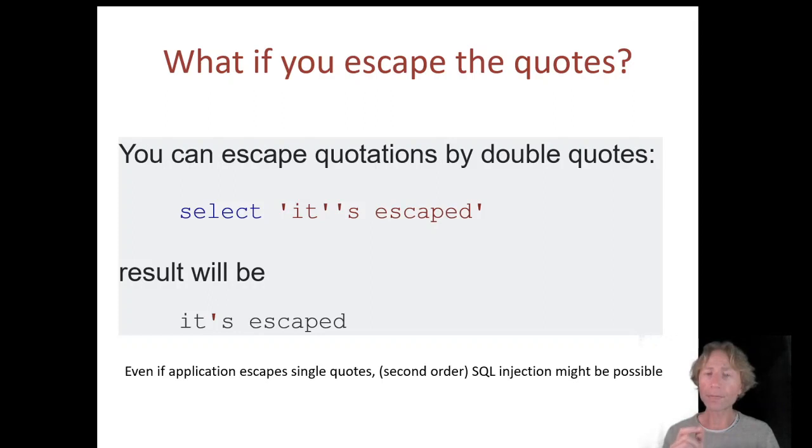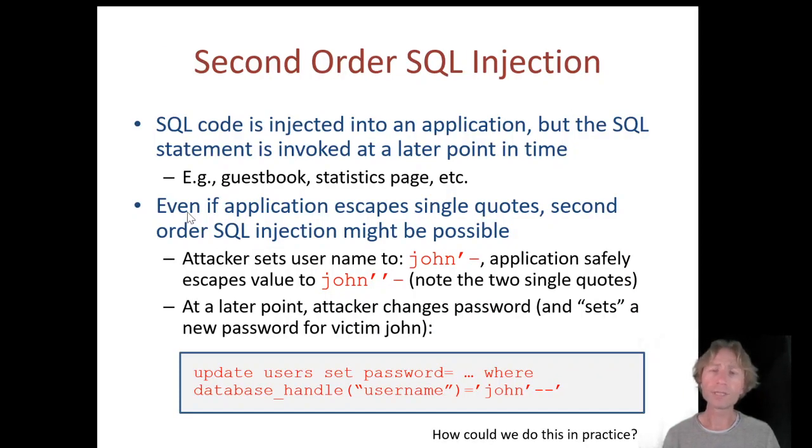Well, even if the application escapes these single quotes, you can still do SQL injection attacks, so-called second-order SQL injection attacks. And the nature of second-order SQL injection attacks is that the SQL code is injected into an application, but the SQL statement will only be invoked at a later point in time. Okay? So it's stored into the database, for instance, in a guest book or statistic page or so, and used at a later point in time.